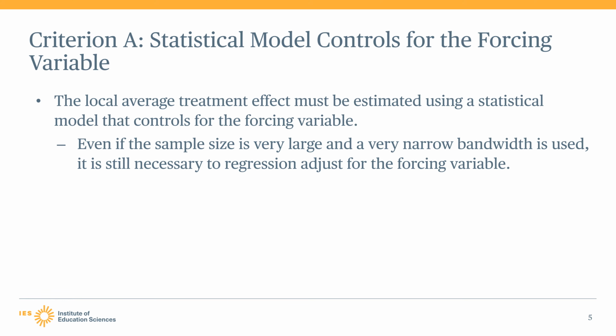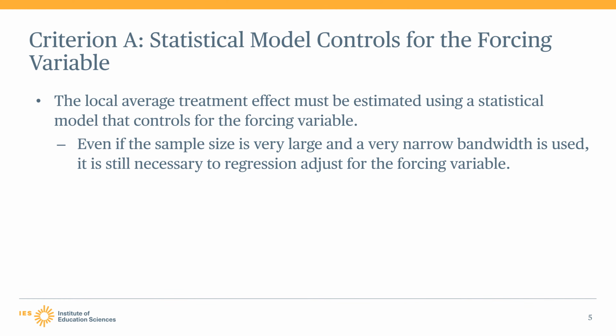Criterion A of the functional form and bandwidth standard requires that the local average treatment effect for the outcome must be estimated using a statistical model that controls for the forcing variable. In an RDD, it is never acceptable to estimate an intervention impact by simply comparing the mean outcomes for an intervention and comparison group without adjusting for the forcing variable, even if there's only a weak relationship between the outcome and the forcing variable.